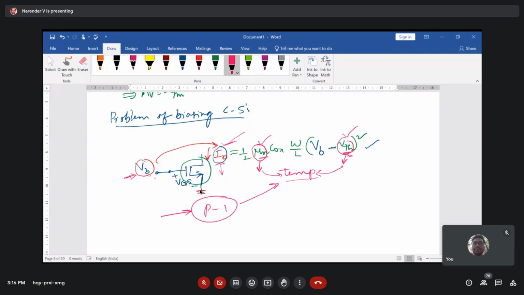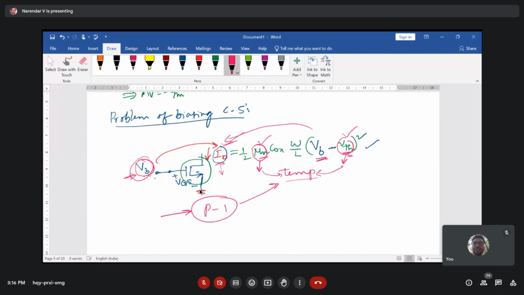Okay, and the VB value, let's say you are fixing it with a battery. Then the battery is no more constant, because as time progresses, your battery is going to dry out. The battery voltage slowly drops, and as a result VB is going to vary, and definitely your current is going to change.